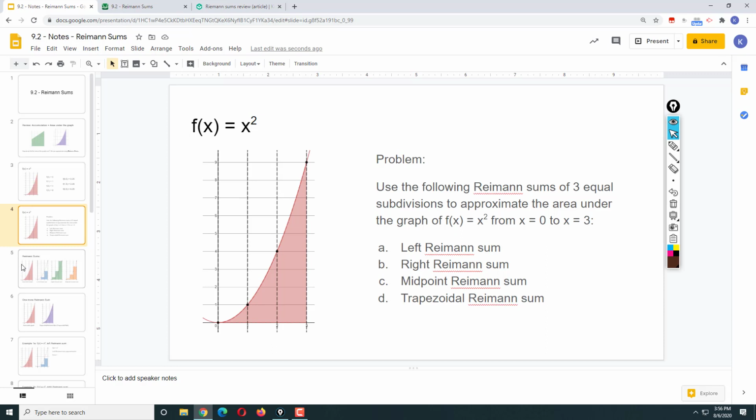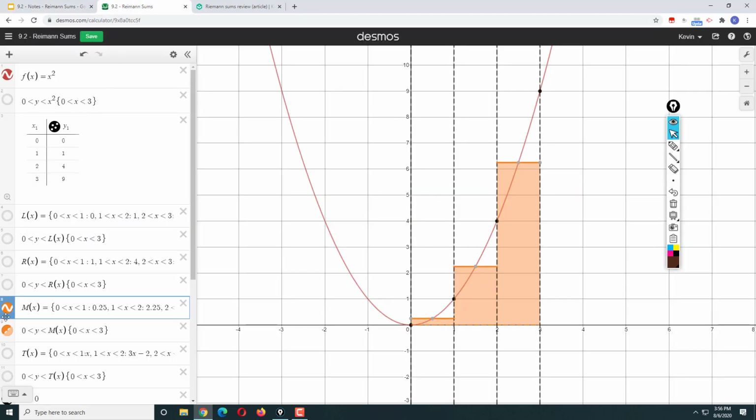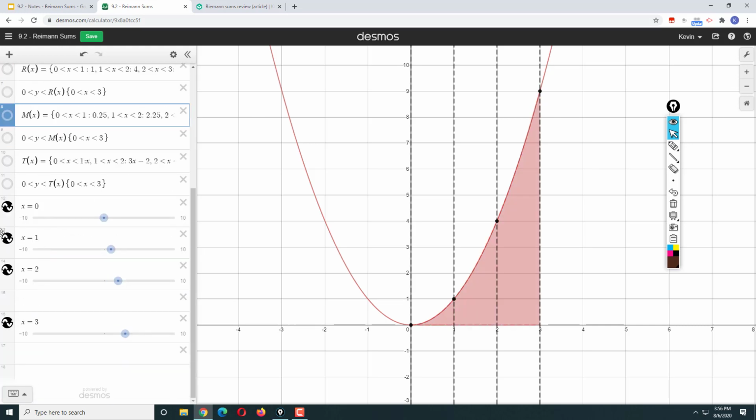There are 4 different Riemann sums we will learn: the left Riemann sum, the right Riemann sum, the midpoint Riemann sum, and the trapezoidal Riemann sum. The problem says 3 equal subdivisions from 0 to 3. We see our graph here, in decimals. Here is our trapezoidal sum.